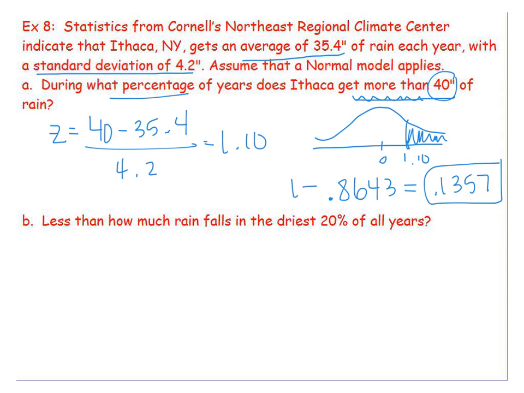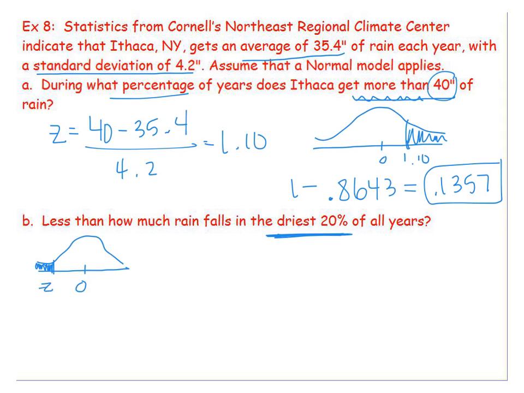Less than, so that should tell you something about shading. Less than how much rain falls in the driest 20%. So the driest 20% means the lowest 20%. So when we're talking about a picture, 0 being in the middle, we're talking about this area over here. The problem is, this is a working backwards problem.